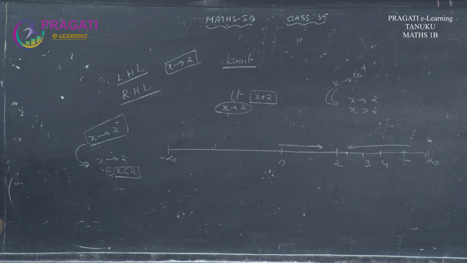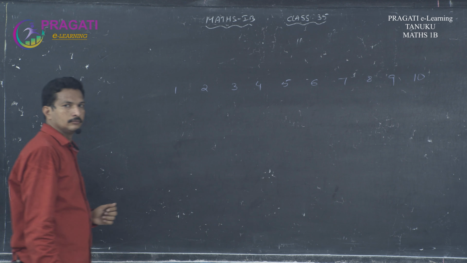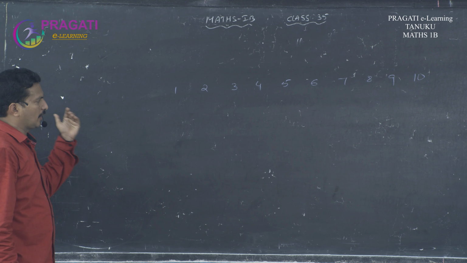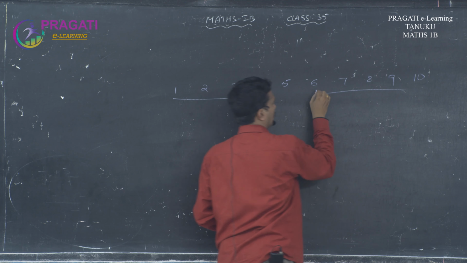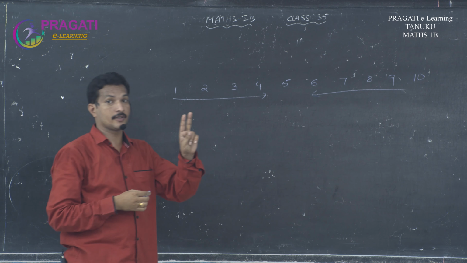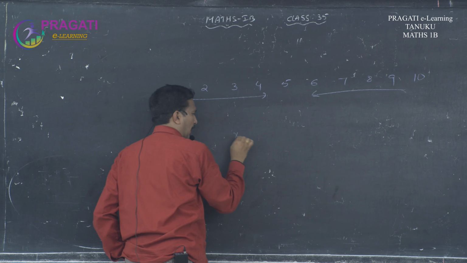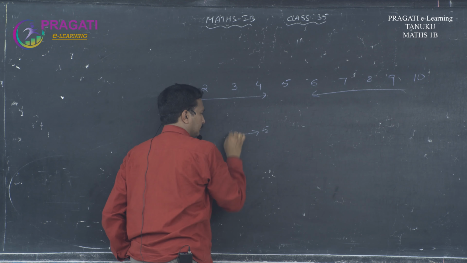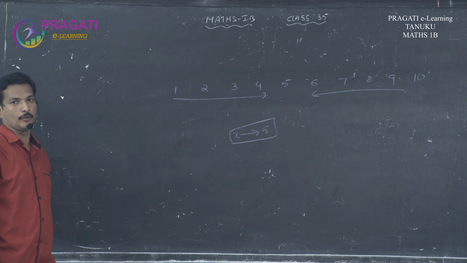Here once again, to reach 5, either from the left side or from the right side, there are two ways. Similarly, to reach 5 is denoted by x tends to 5, or x approaches 5.